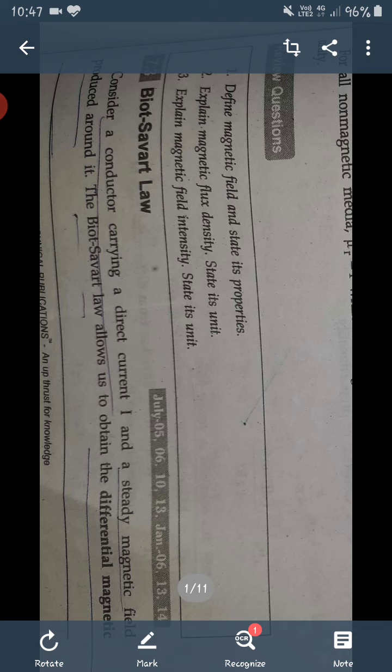Hello students, recently I sent the basics of steady magnetic field. I hope you all studied. So now we will move on to this magnetic field. The first one is Biot-Savart's law. So this is important from exam point of view also.